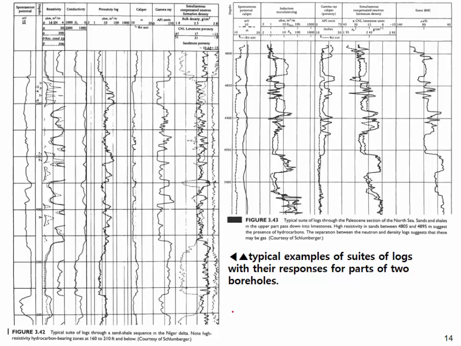And examples of the suite of logs with the responses to the borehole. So here, from the left side, you have an SP, right? And resistivity and conductivity and proximity log. Caliper, this tells you about the borehole size, gamma ray, and neutron density log, right? And here, sonic, so this is wave velocity.